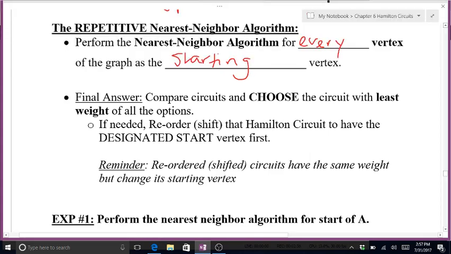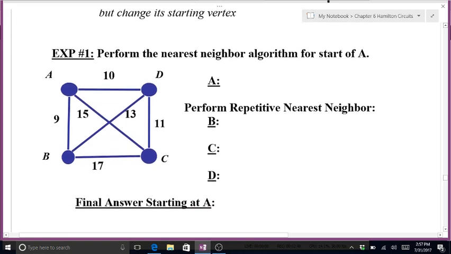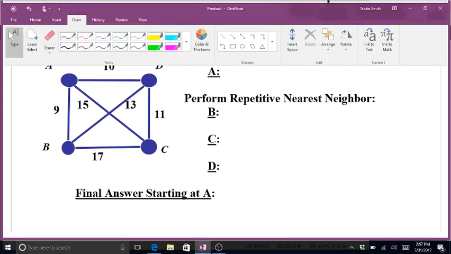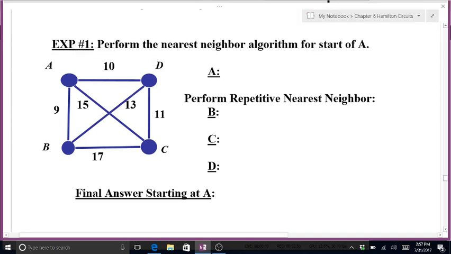And that takes us into our first example. So, we have this complete graph of 4 points, which means each one has a degree of 3. And they want us to perform the nearest neighbor algorithm, and we're going to do repetitive as well.